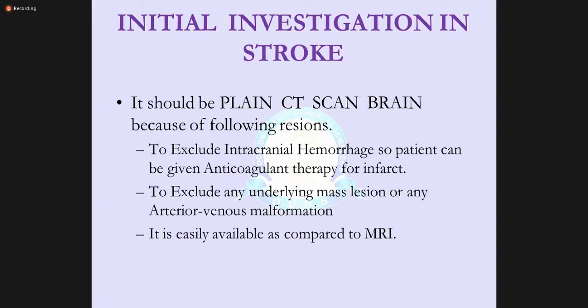Now, which initial investigation should we do in stroke? We should always go for a plain CT scan brain. Why? To exclude intracranial hemorrhage, so the patient can be started on anticoagulant therapy. To exclude any underlying mass lesion or any arteriovenous malformation. Secondly, it is easily available as compared to MRI.